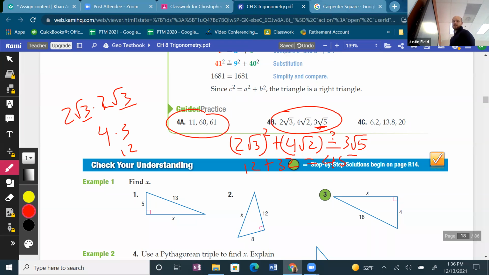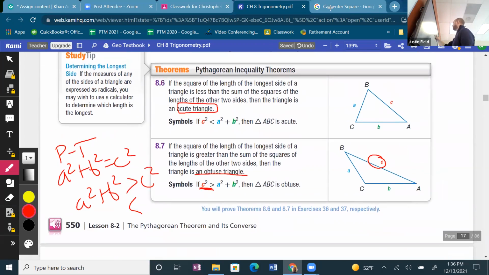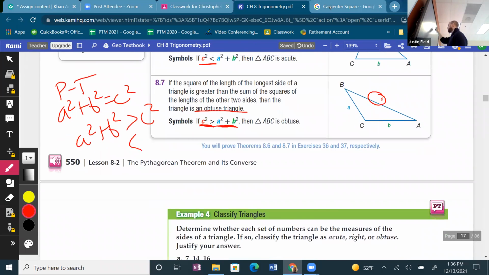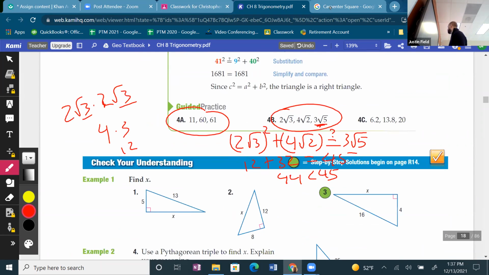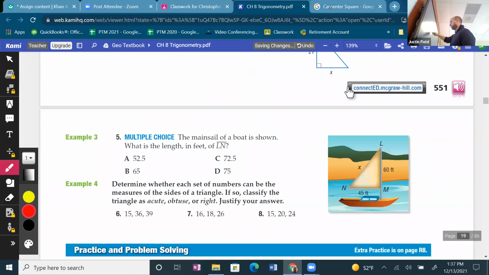And then 12 plus 32 is, what is it? 44. Which is less than 45. And so looking back at my theorem is what you should do. Wait, when I added them together, it was less than c squared, which means I have an obtuse triangle. Is c squared the bigger one? C squared is the bigger one. This is obtuse. All right, so that's the Pythagorean theorem.